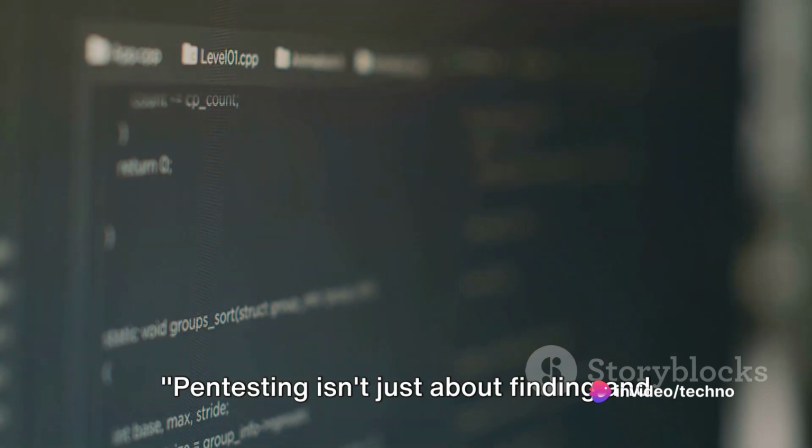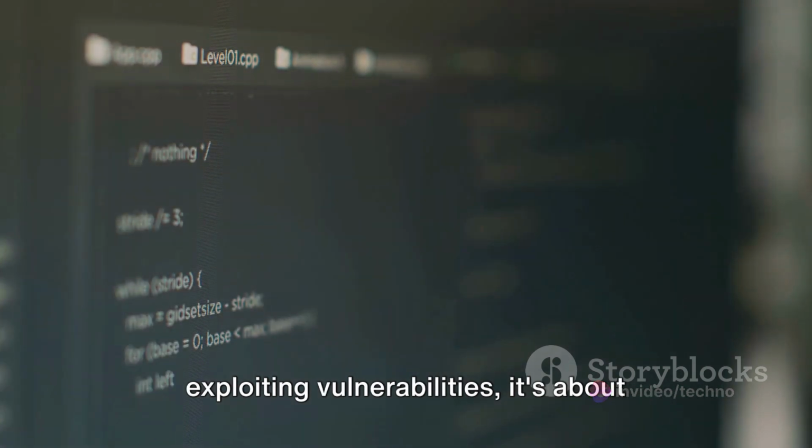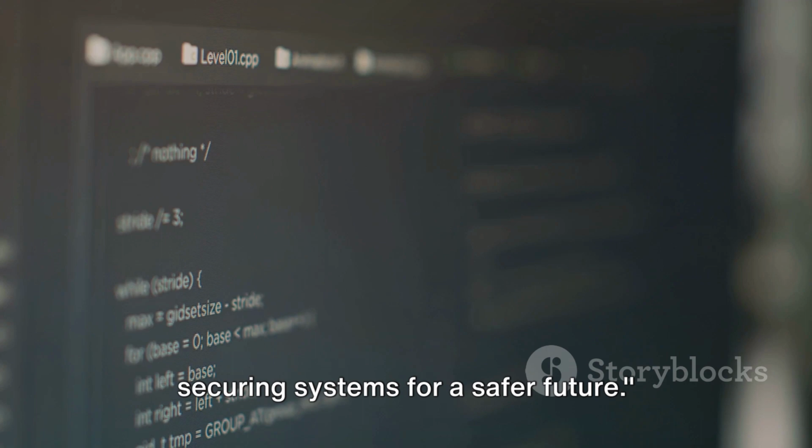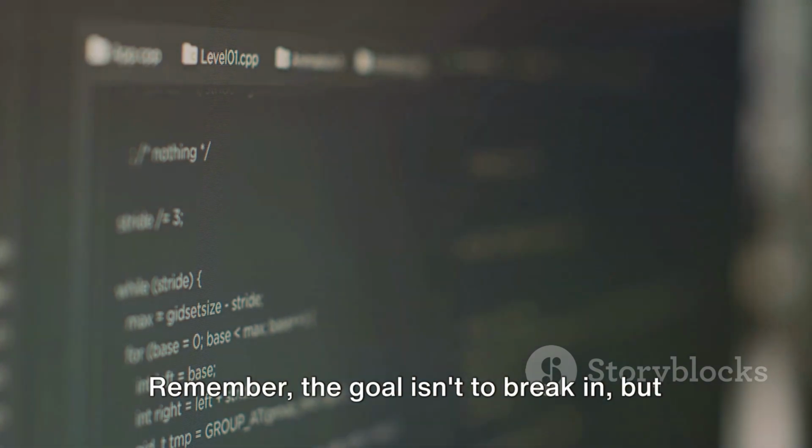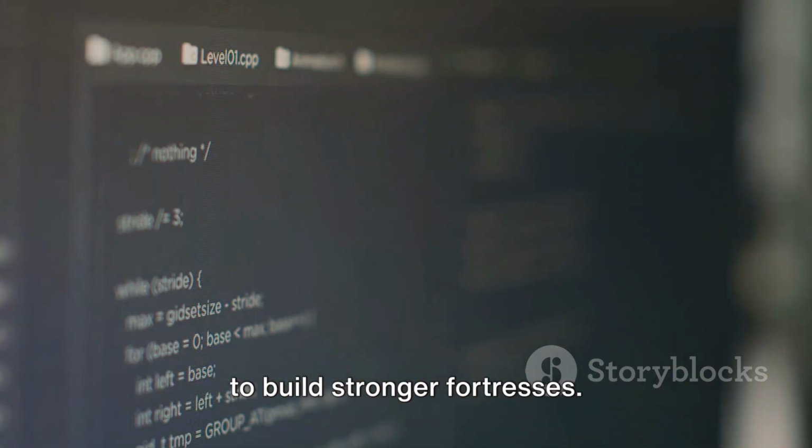Pentesting isn't just about finding and exploiting vulnerabilities, it's about securing systems for a safer future. Remember, the goal isn't to break in, but to build stronger fortresses.